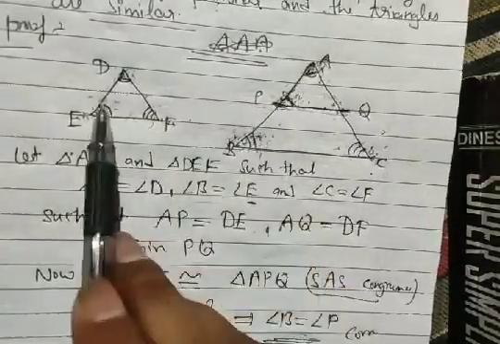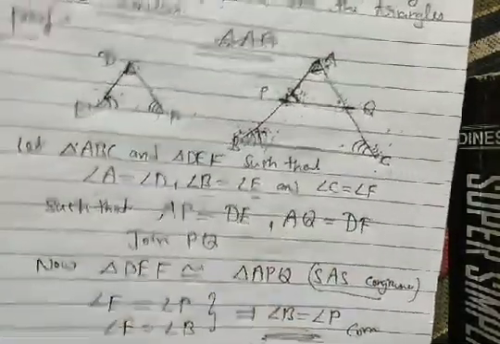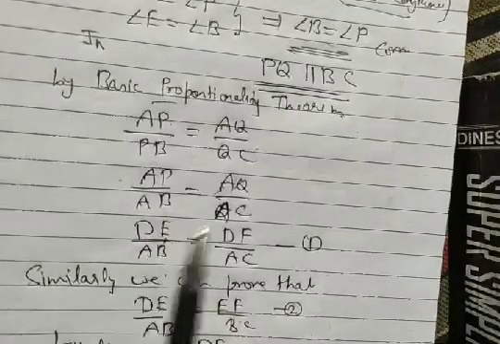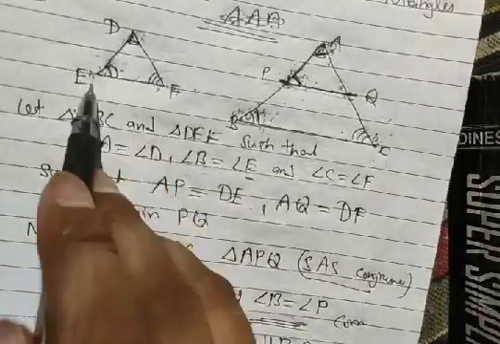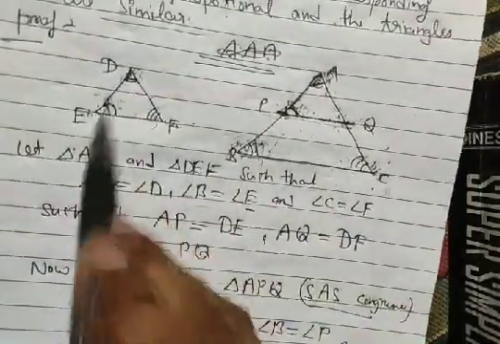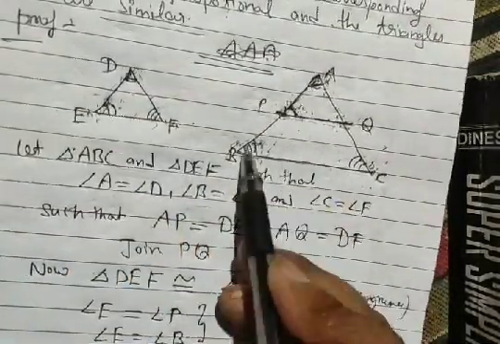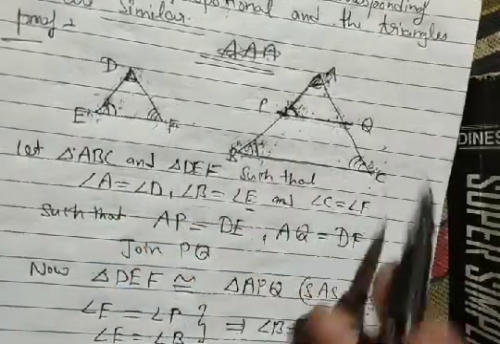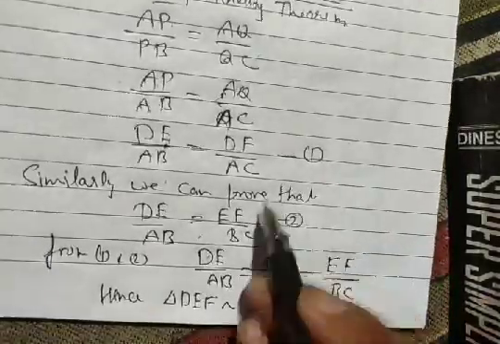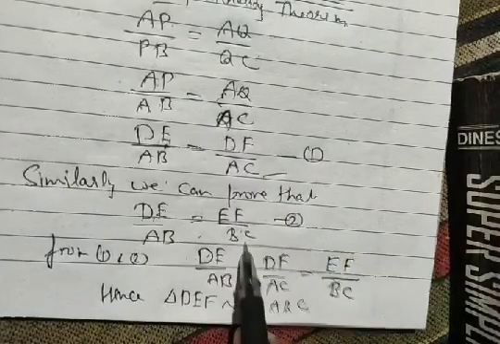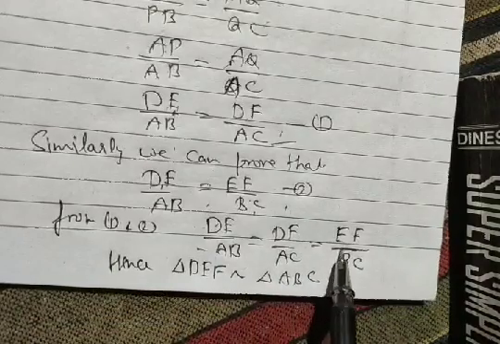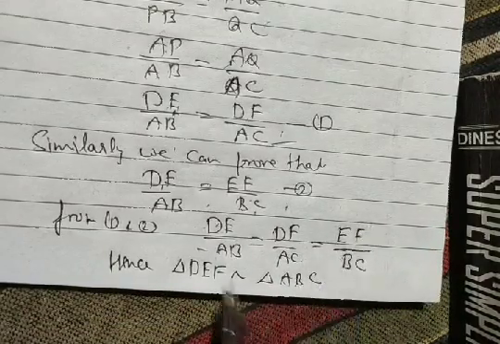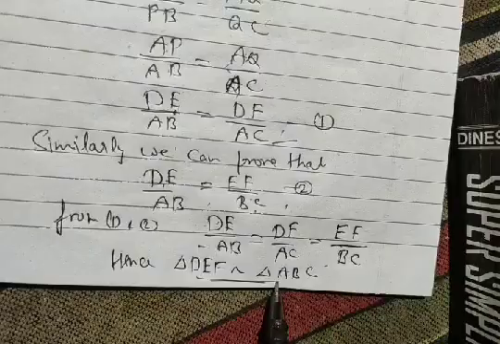Then we are going to change our AP, since we draw our AP equal to DE and our AQ equal to DF. Then we are going to interchange AP is to DE, AQ is to DF. Now in triangles DEF and ABC we get DE is to AB and DF is to AC. Then, similarly, after a similar process we can show that angle DAB equals angle EFBC. From equations 1 and 2 we show that our sides are in proportion. Since our angles are equal and our sides are in proportion, hence the triangles are similar.